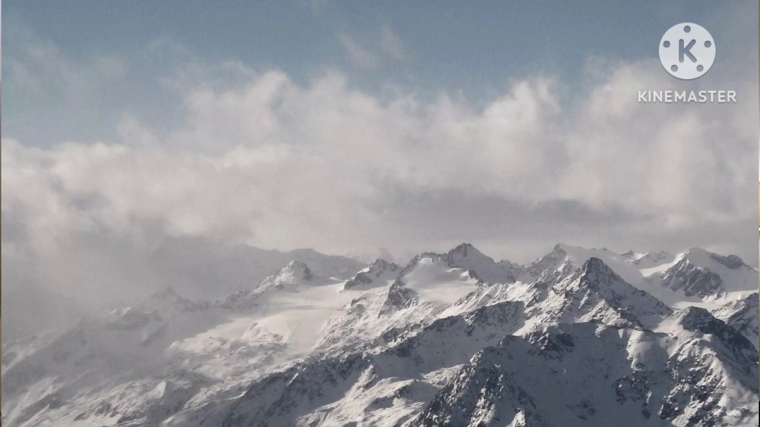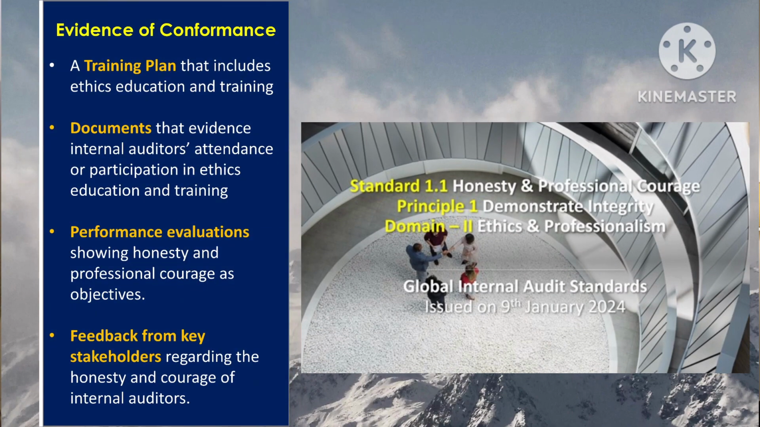So how will the evidence of conformance be kept and shown for standard 1.1? A training plan that includes ethics education and training. Most organizations, for keeping membership, want us to cover ethical standards or ethical CPEs, like the Association of Certified Fraud Examiners. They want us to have at least, I think, 2 hours, correct me if I'm wrong. So there is a requirement of many organizations and institutes where you have a membership.